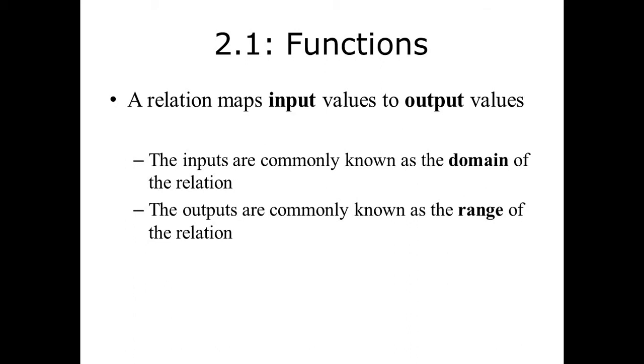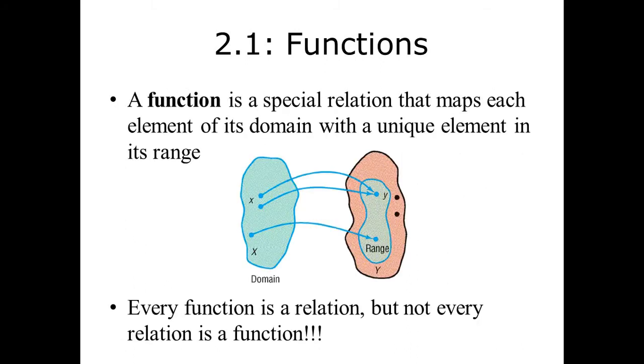range of the relation. A function is a special type of relation that maps each element of its domain with a unique element in its range, in which any element in its domain only has one corresponding element in the range. So you can see all these elements here in the domain pair with exactly one element of the range.